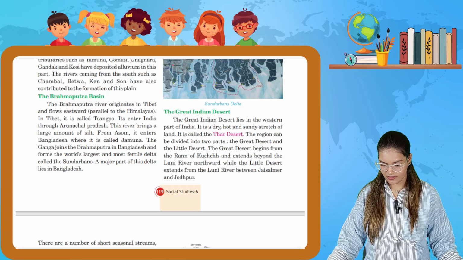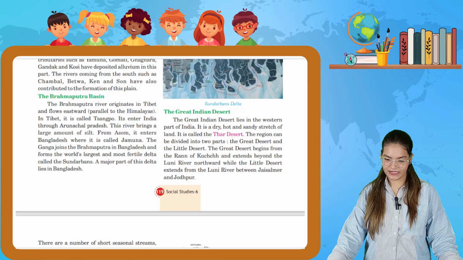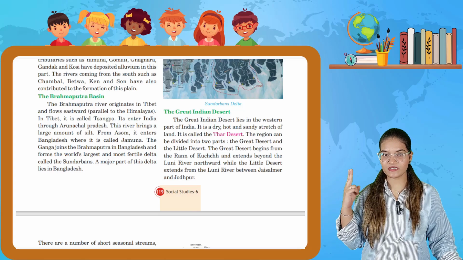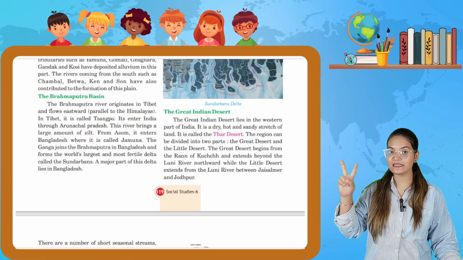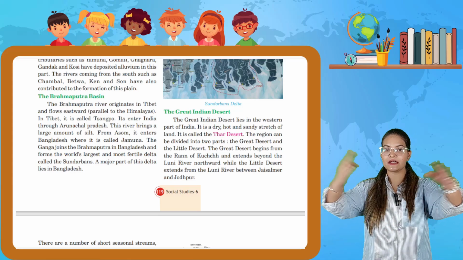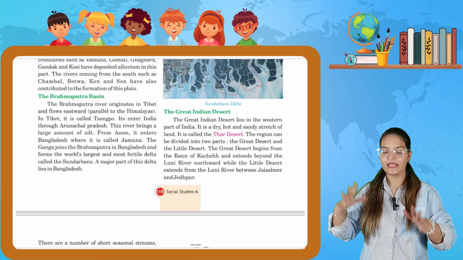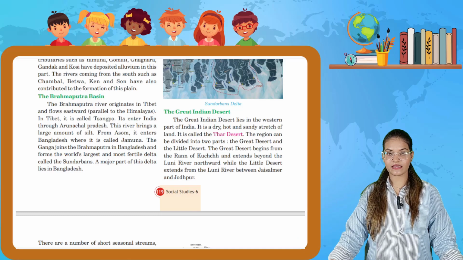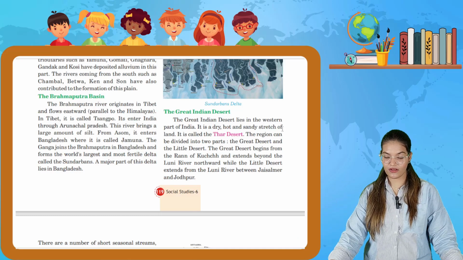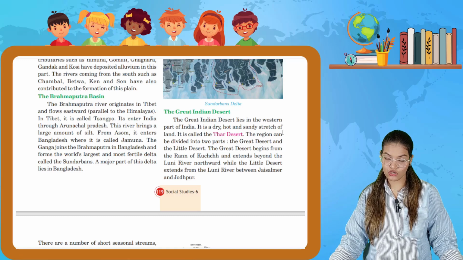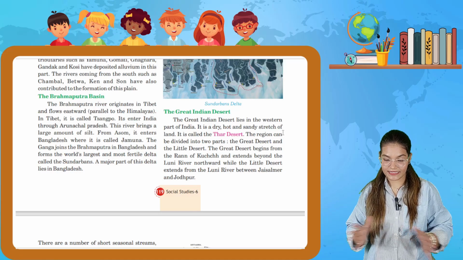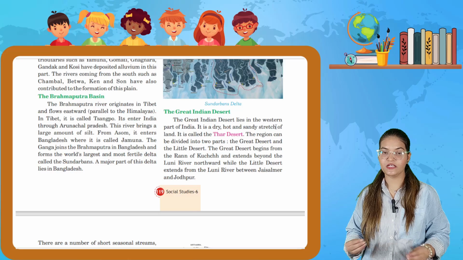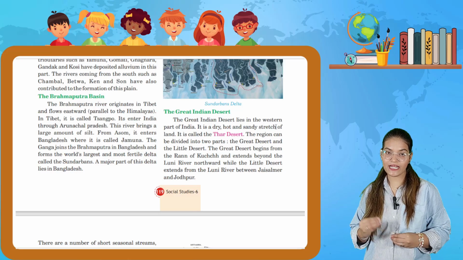The region can be divided into two parts, two parts में regions को divide किया है. First is the Great Desert and second is the Little Desert. एक तो आपका बड़ा डेजर्ट हो गया and second is your Little Desert, right? The Great Desert begins from the Rann of Kutch and extends beyond the Luni River northward, while the Little Desert extends from the Luni River between Jaisalmer and Jodhpur.